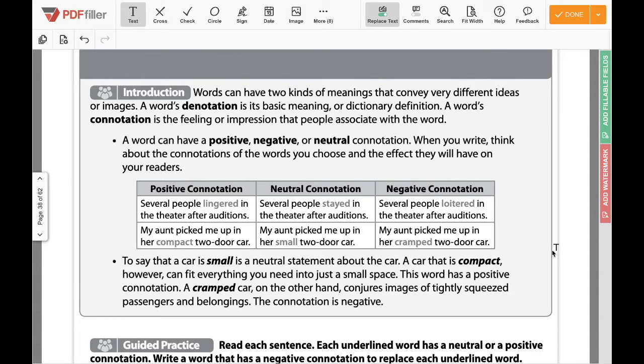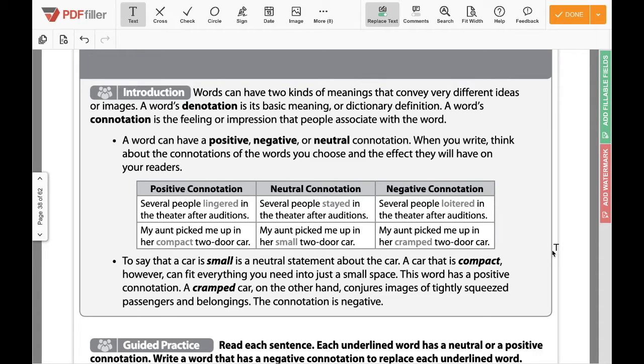So if you look at the negative connotation, several people loitered in the theater after auditions, and my aunt picked me up in her cramped two-door car. So when you say loitered, a lot of people don't know what that means. Loitered is like you're hanging around too long, like you're not supposed to be hanging around there. So that would have a negative connotation. It would generally mean a bad thing, like people were not supposed to be there, but they were staying anyway.